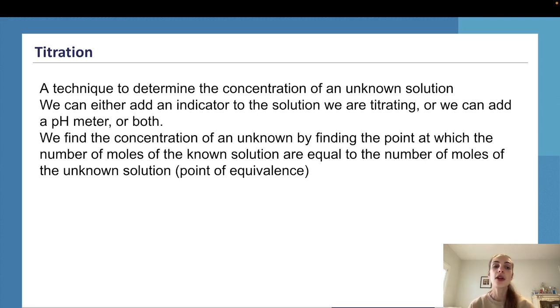And so when we're referring to the point at which the number of moles of the known solution are equal to the number of moles of the unknown solution, we're talking about the number of moles being the conjugate acid versus the number of moles of the original acid, or the number of moles of the conjugate base compared to the number of moles of the original base, and vice versa.